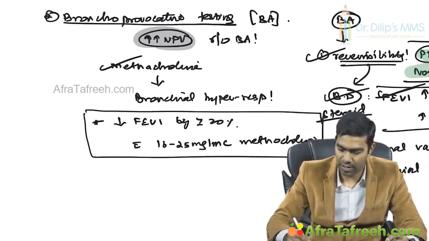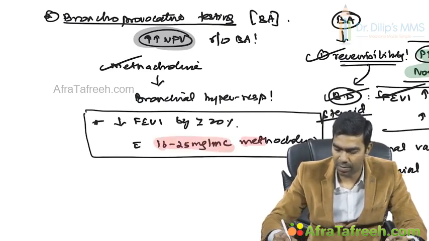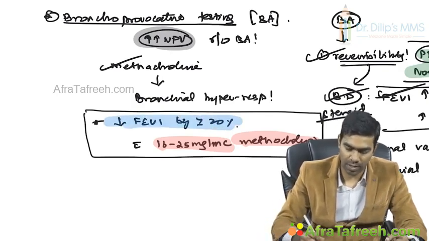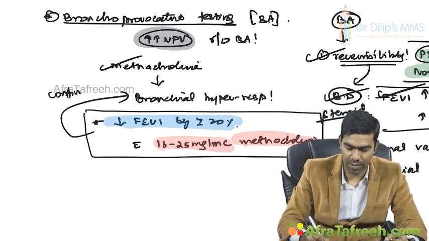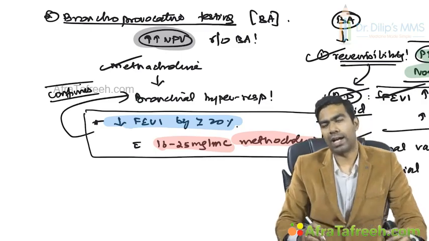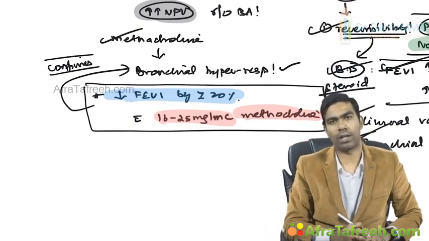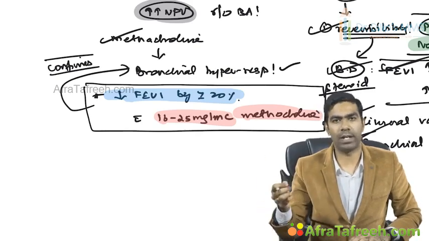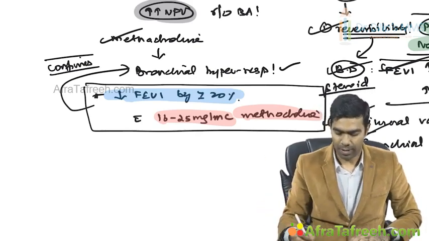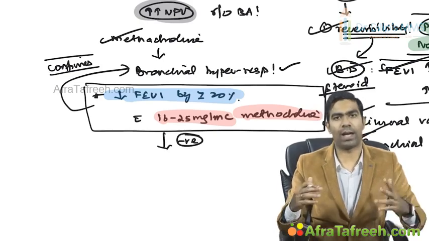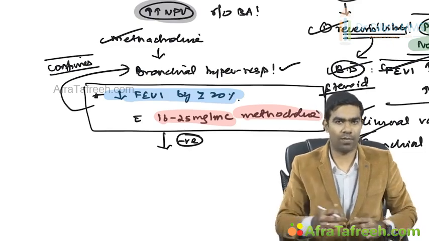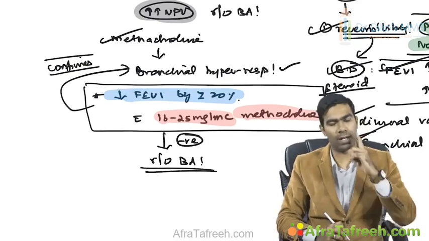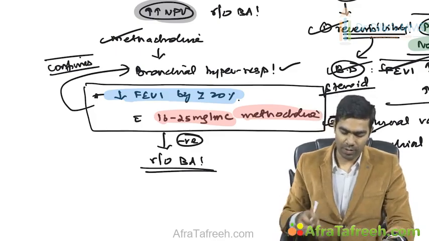When you give 16 to 25 milligram per ml of methacholine, and if you achieve a decline in FEV1 by at least 20% or more, it confirms bronchial hyperresponsiveness. Remember, again there is a pitfall here. When you prove bronchial hyperresponsiveness, it doesn't tell you it's surely bronchial asthma, because I told you already there are some COPD cases that still exhibit bronchial hyperresponsiveness. But if the test is negative, which means you don't have this FEV1 decline by 20% with 16 to 25 milligram per ml of methacholine, it rules out bronchial asthma. That's why I told you this test is more of a ruling out test rather than a confirming test. So this is very important to understand.